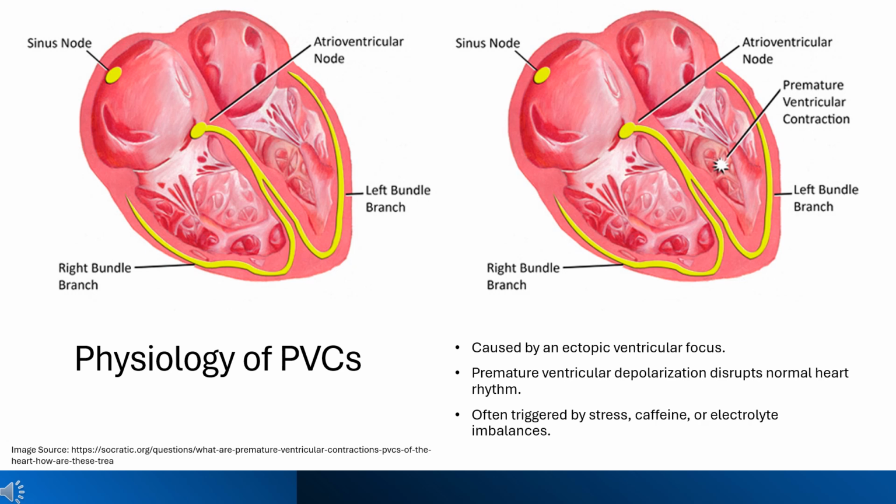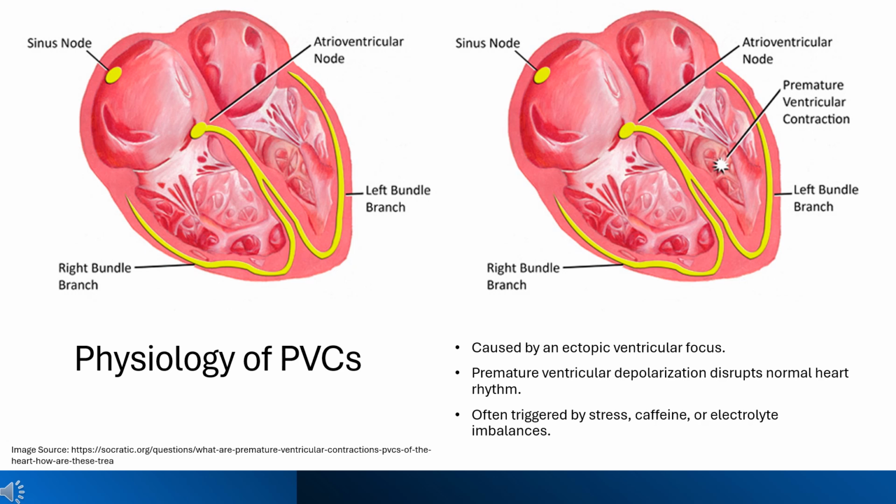Now let's look closer at the physiology of premature ventricular contractions. PVCs are caused by an ectopic focus in the ventricles. An ectopic focus is an abnormal site within the heart that initiates an electrical impulse prematurely. Unlike normal heartbeats that originate from the SA node, PVCs arise from the ventricles themselves. This abnormal initiation site is outside the regular conduction pathway, leading to early depolarization of the ventricles.